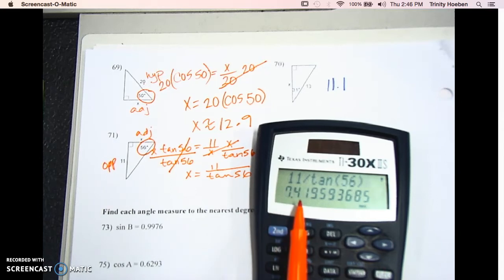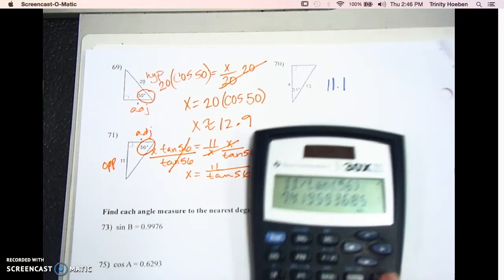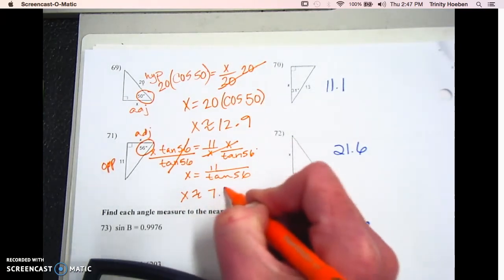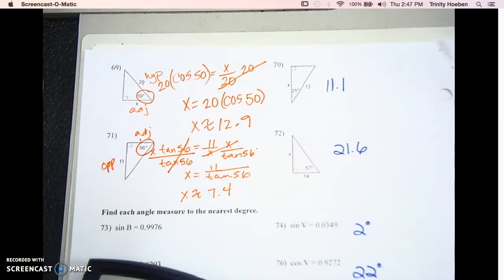Right now I have 7.4. Did I type something wrong? No, I typed it right. I just wanted to double check. That answer didn't seem right. So x is approximately 7.4 because there's a 1 next to it, so it stays.